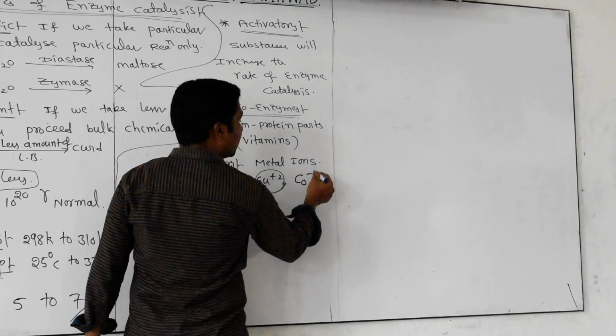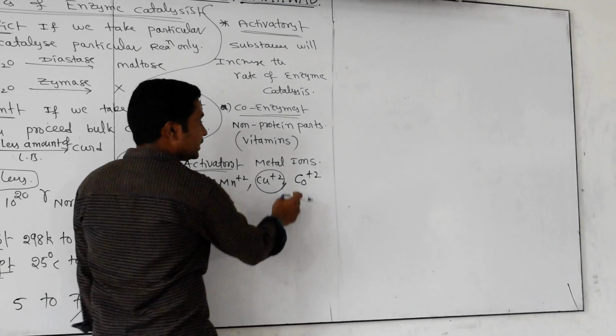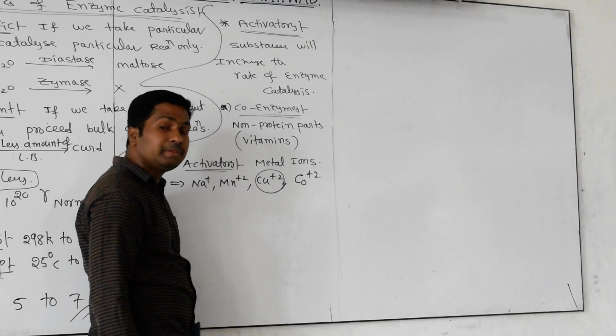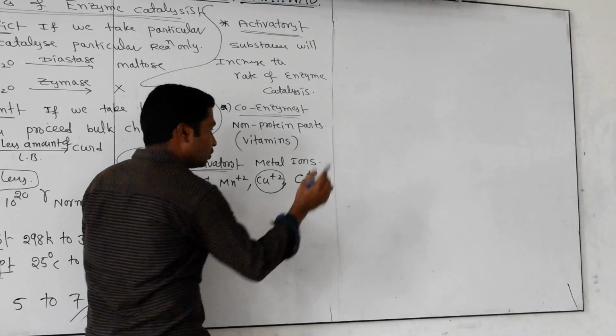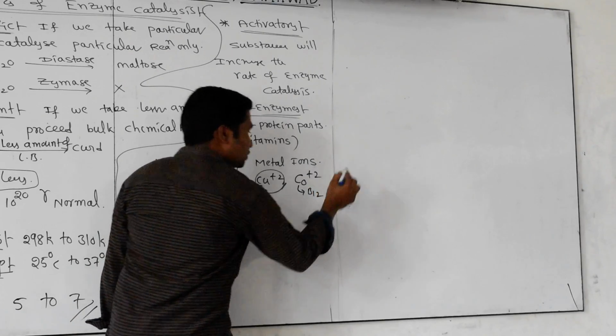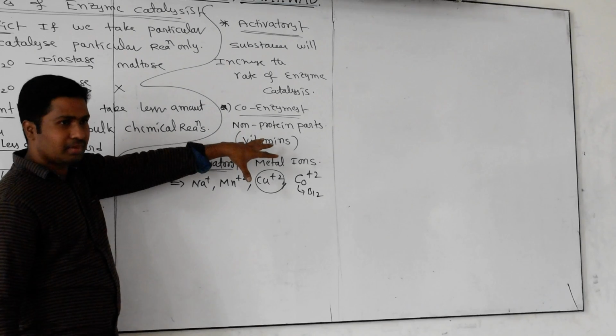Like that, cobalt +2. I already told you where cobalt is present. It is present in vitamin B12, as the central atom in vitamin B12. Vitamin B12 means cyanocobalamin. I already told you its name in the first year. These are all very helpful to increase the speed of enzyme catalysis.